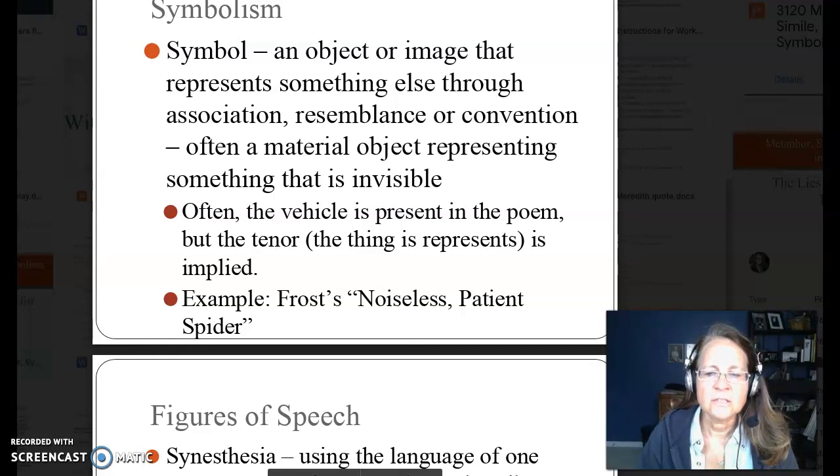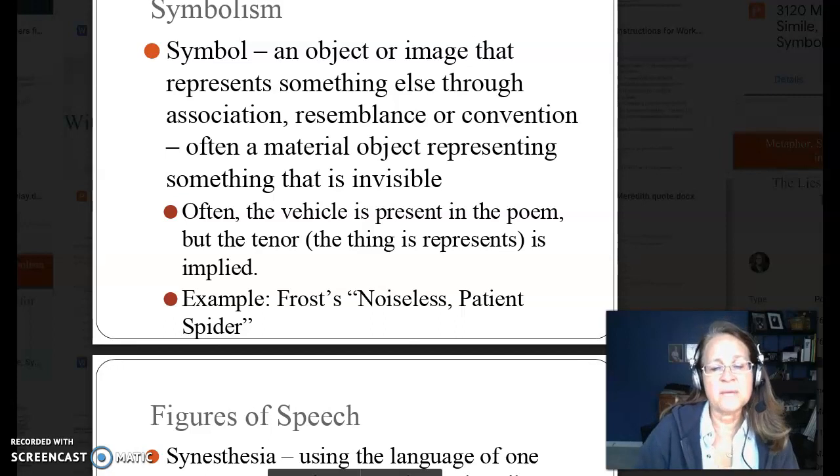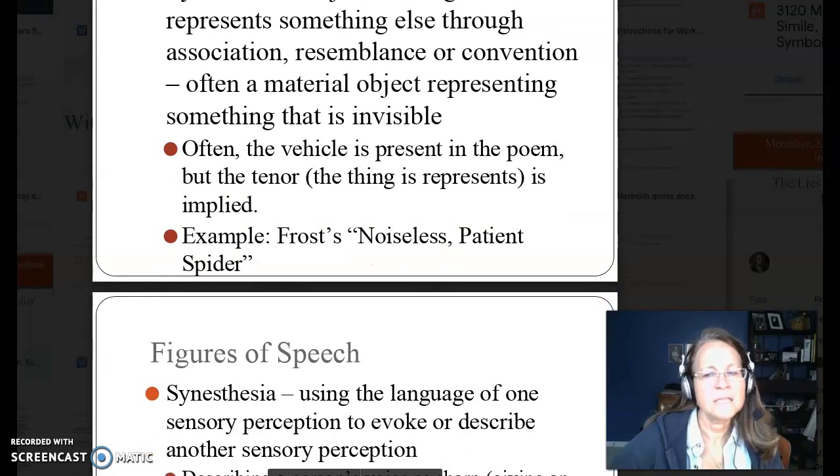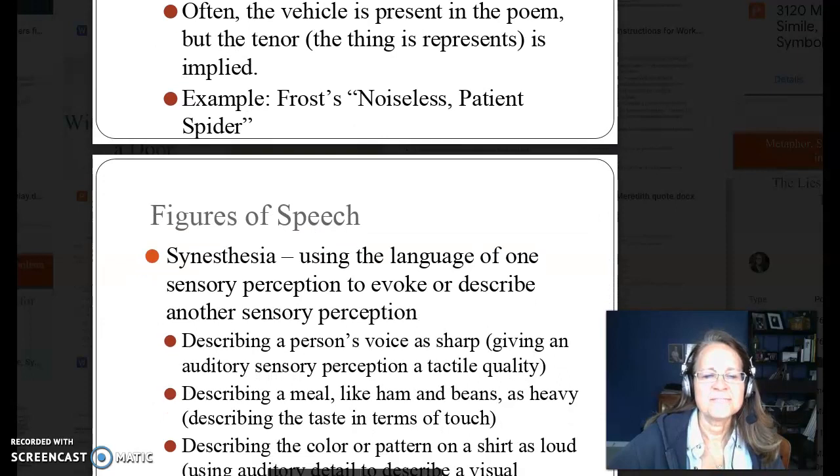Often the vehicle is present in the poem, like the letter, the scarlet letter. It's present in the poem, but the thing that it represents is implied. So a poetic example would be Frost's noiseless, patient spider. The spider is a symbol in that poem, but what the spider represents is implied through Frost's meditation on that spider. And I'll let you read the poem yourself and figure out what the tenor is.